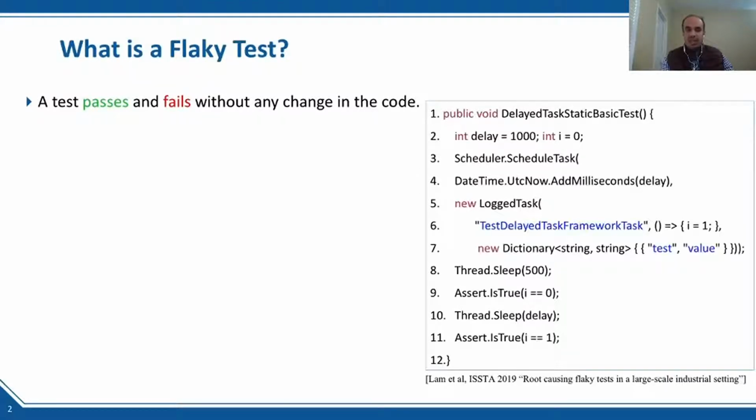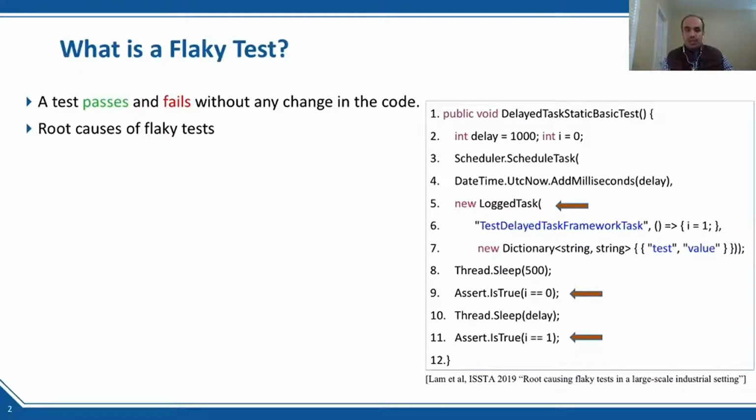This example schedules a task as shown on line 5 to run, and once it is completed, the value of I should be changed to 1. The test will fail when the task on line 5 completes the execution before line 9. The test will pass when the task on line 5 is completed after line 9 is completed and before line 11 is reached. So this is a simple async flaky test as discussed by Luo et al.